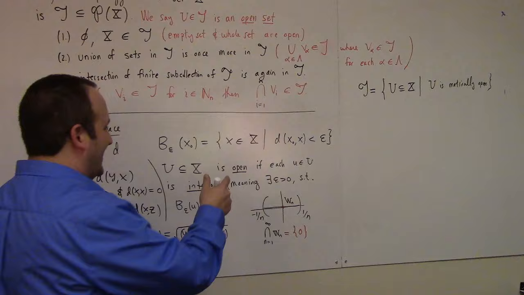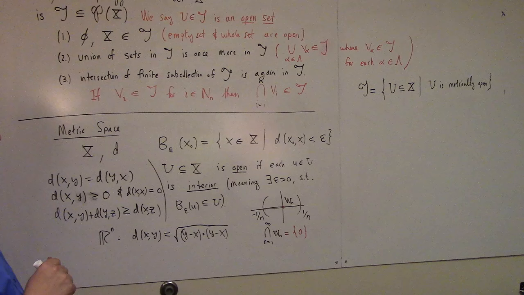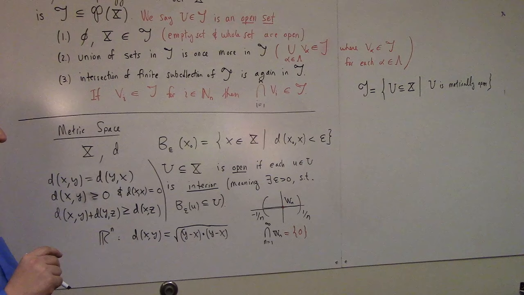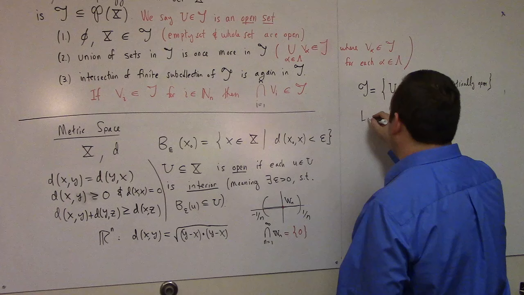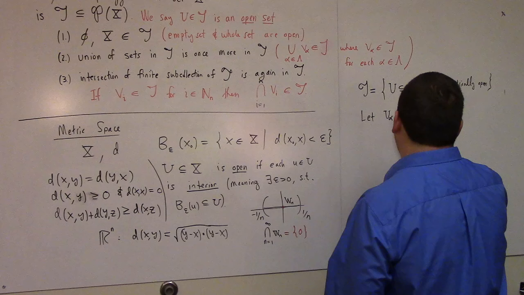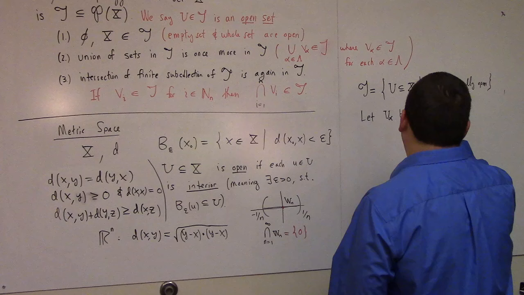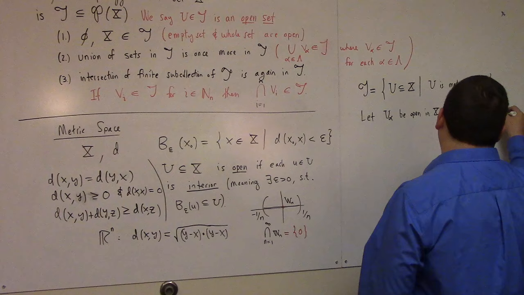Is the union of open sets open? Yes, that seems like a homework problem some mean professor might have assigned you at some point. I think I just did it for two, but if you understand the proof for two, I'm fine, let's do it. Let U alpha be open in X for each alpha in some index set lambda.